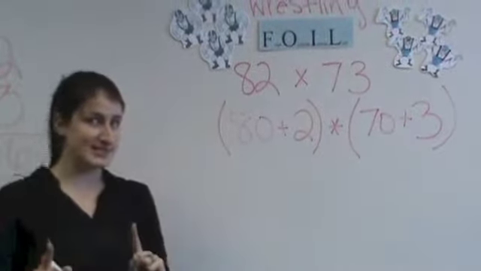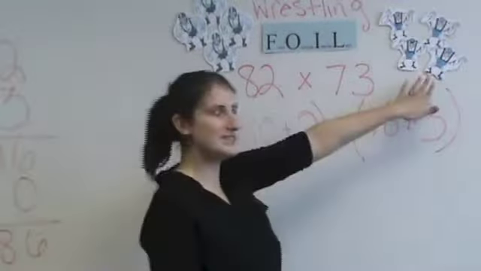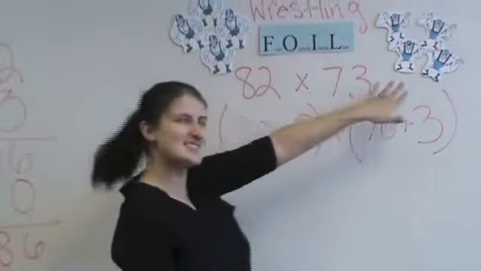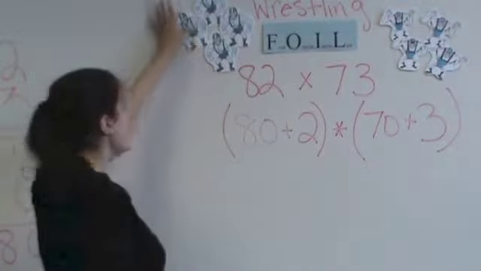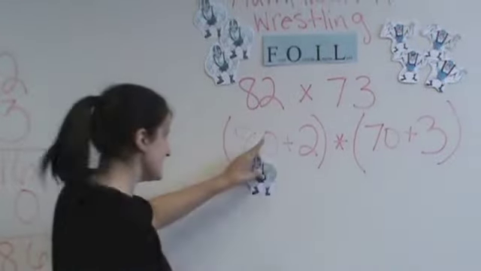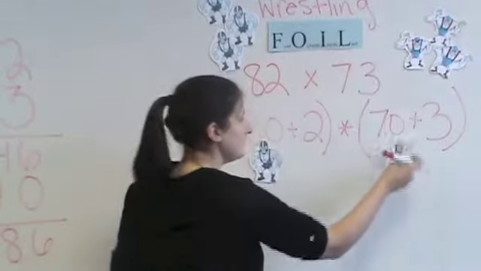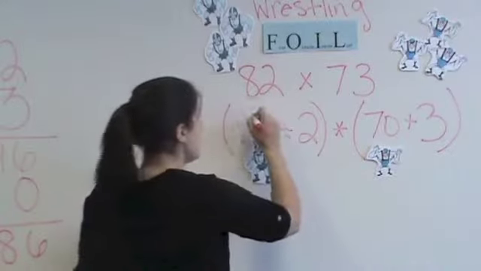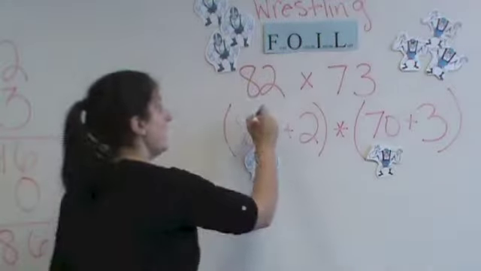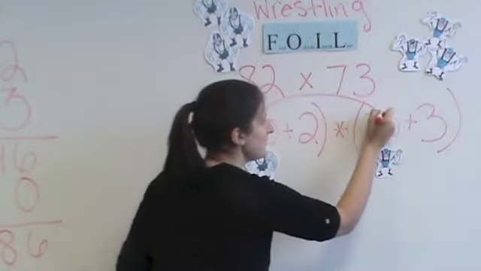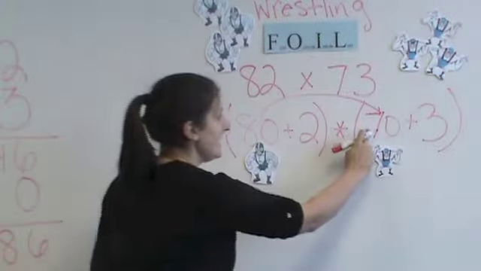So for wrestling, this is where we tie in our wrestlers. We have the 82 team and the 73 team. This one's blue, this one has a little bit of red, so we can differentiate. So what we're going to do is take one wrestler from our first team and have him wrestle with our team from the red team over here under the 70. And we're going to start with our F. So we start with our first numbers in the sequence. And I'm going to just draw a line here so we know which one we're going to be multiplying with. So we're going to multiply 80 and 70.